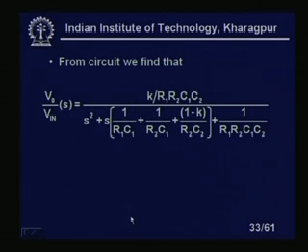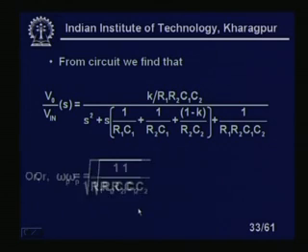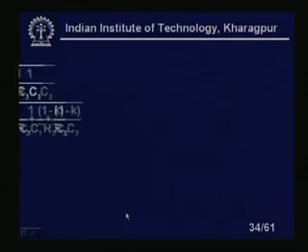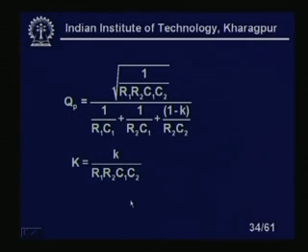Now, the transfer function from the circuit I can write as V0(s) by Vin(s) equals k upon R1 R2 C1 C2, upon s square plus s times (1 upon R1 C1 plus 1 upon R2 C2 plus (1 minus k) upon R2 C2) plus 1 upon R1 R2 C1 C2, where the pole frequency is given by omega p equal to root over 1 upon R1 R2 C1 C2, and QP equal to root over 1 upon R1 R2 C1 C2 divided by (1 upon R1 C1 plus 1 upon R2 C1 plus (1 minus k) by R2 C2).